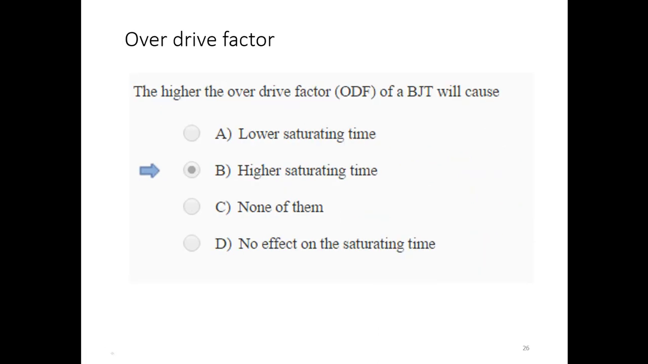The overdrive factor will cause a higher saturating time, and then it will take a longer time to come back to your off state. The higher the overdrive factor, the higher will be the saturating time. It will be saturated for a longer time, and it will need more time to recover.